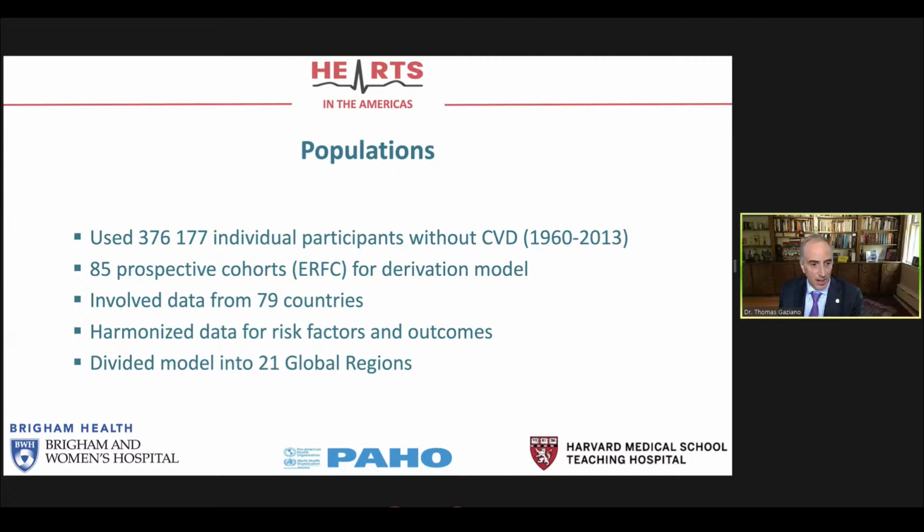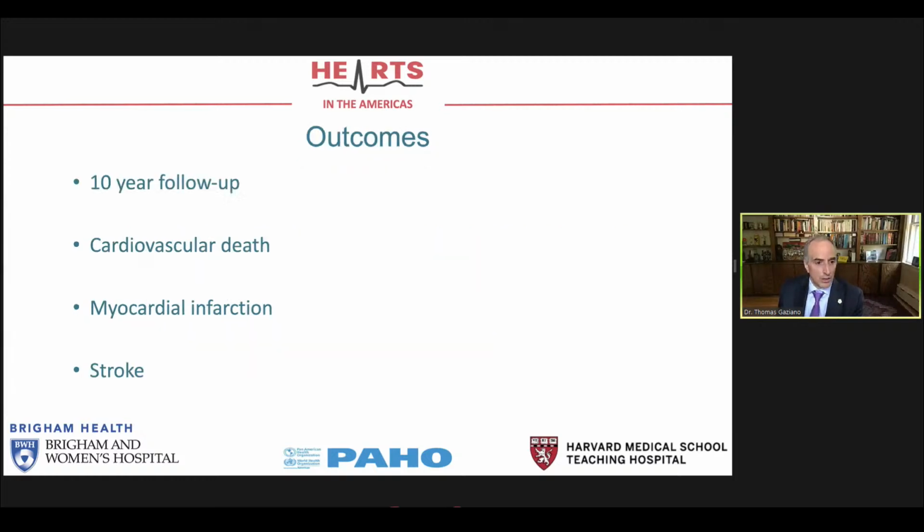This is 85 prospective cohorts in the Emerging Risk Factors Collaboration for the derivation model. It involved data from patients from 79 countries. The data from this population was harmonized for risk factors and outcomes. And then the populations were divided into 21 global regions for the models. Outcomes: they wanted to follow each of the cohorts for at least 10 years, with follow-up for cardiovascular death, myocardial infarction or heart attack, and stroke in all the patients in all the cohorts.